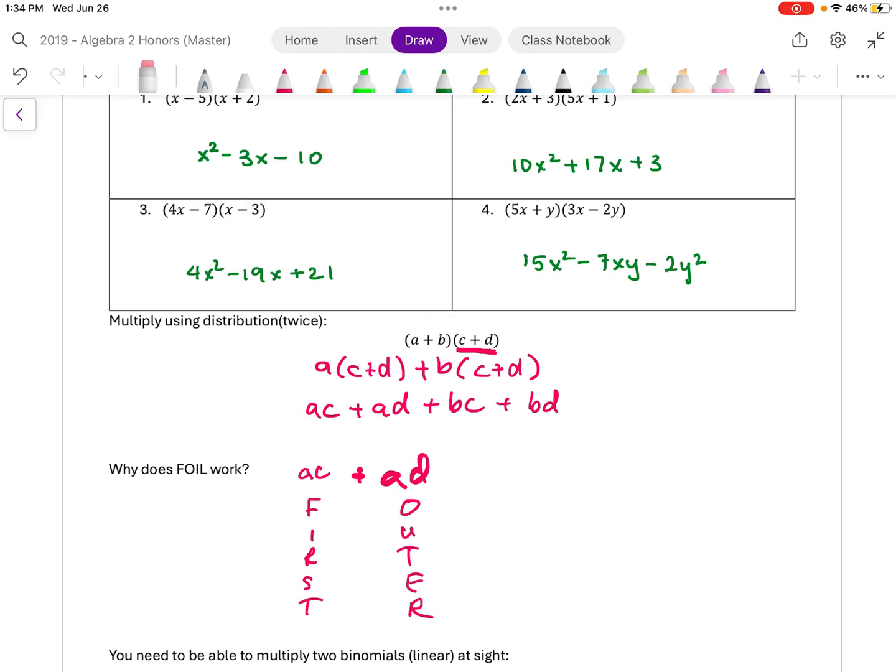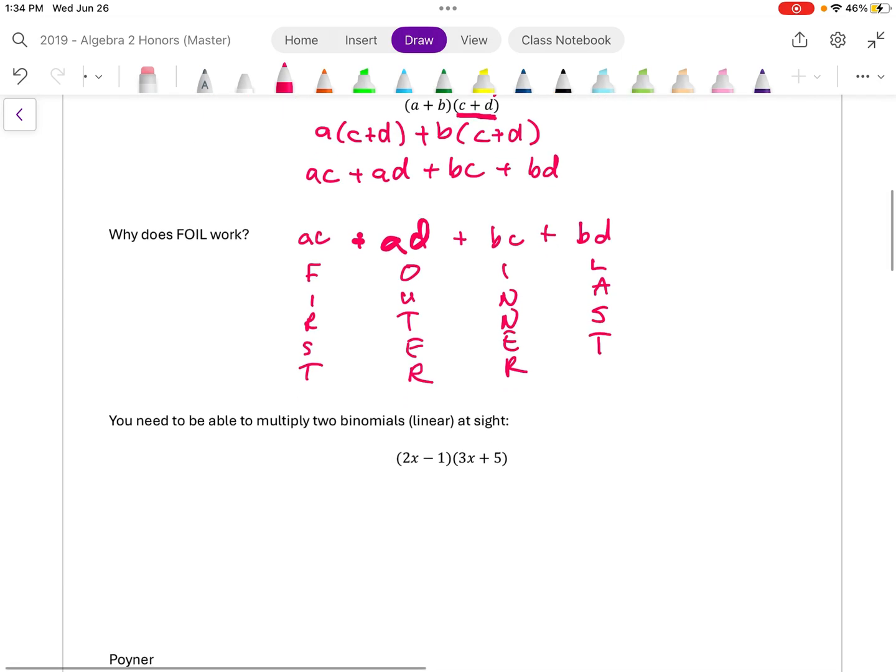And the next one is BC, which is these two things. You're multiplying the two inner terms. So that's where BC, inner, comes from. And for the last term, you're multiplying the last two terms in each binomial. That's BD, and that's last. That is why FOIL works. It really is a double distribution. You're just skipping the first distribution and going to the end.